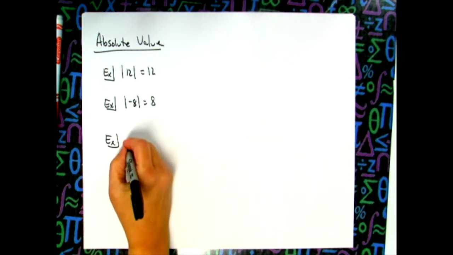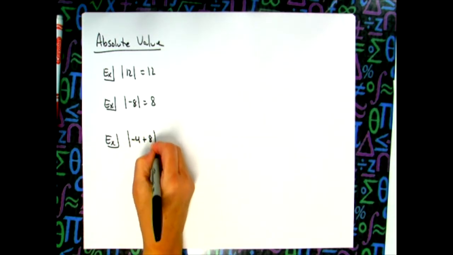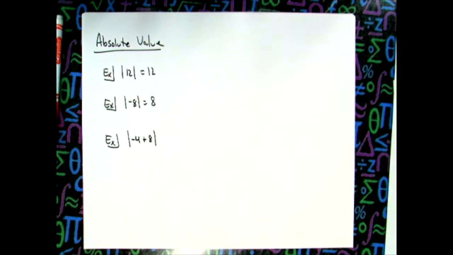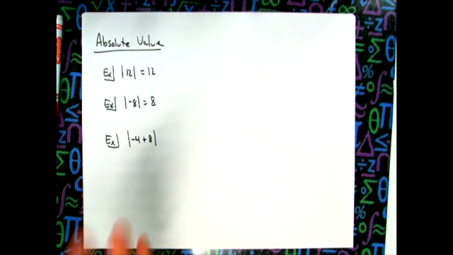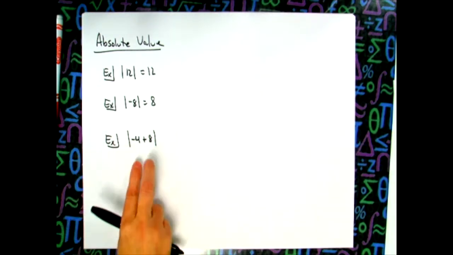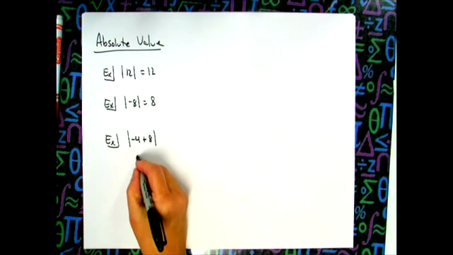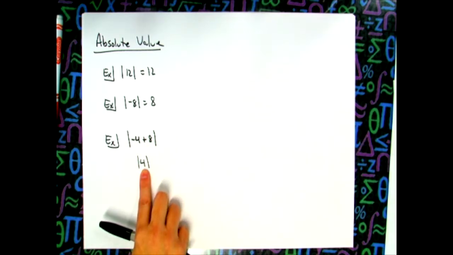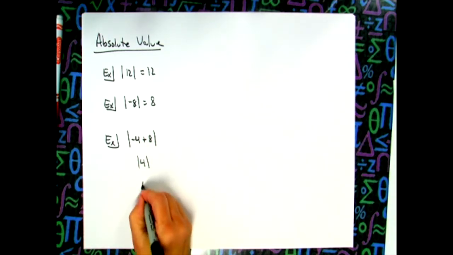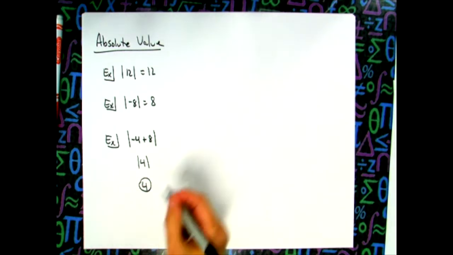So if I put something like -4 plus 8 on the inside of the absolute value bars, well, then you knew what? I have to add, subtract, multiply, divide, simplify what's on the inside first. So -4 plus 8 is 4. And then once you get down to the single number, you can say, okay, absolute value of 4 is 4.